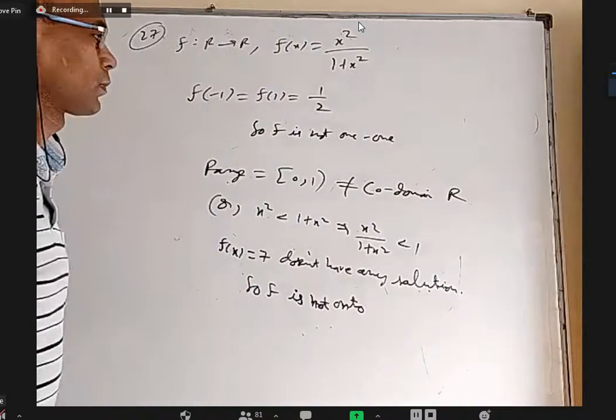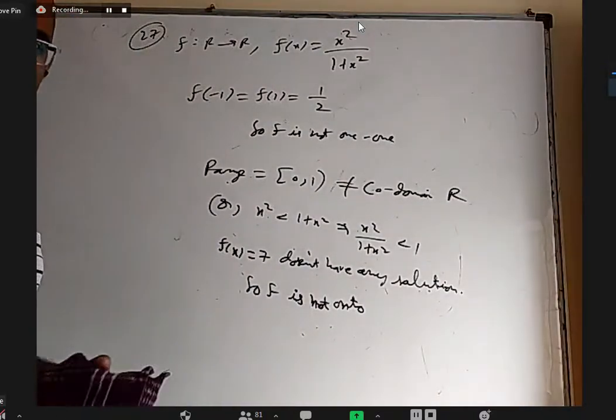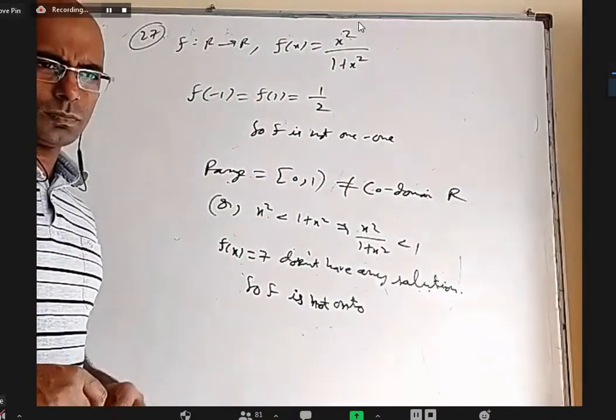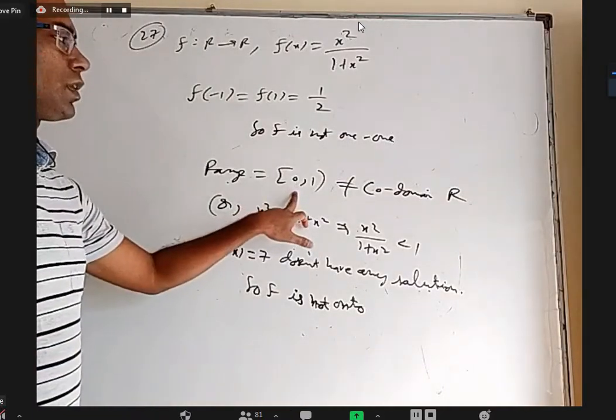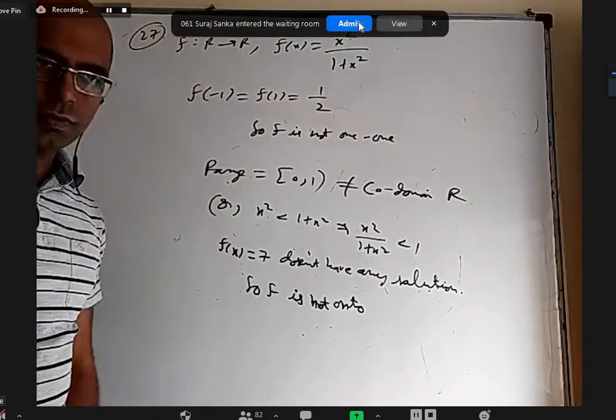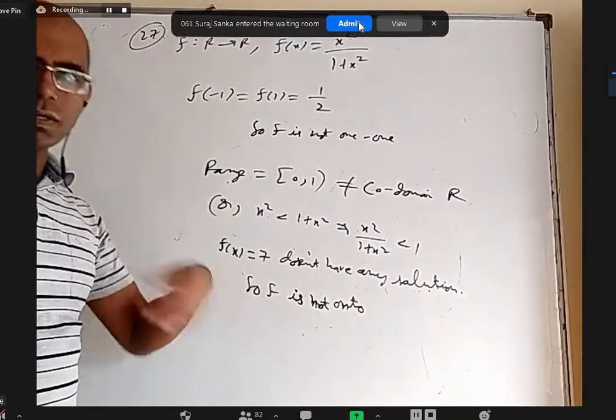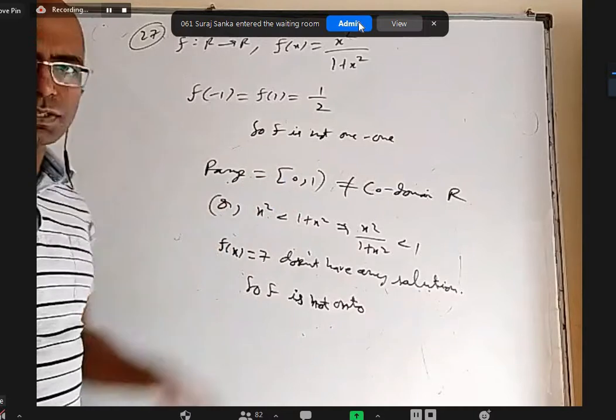I'm going to erase. Yes, any doubt? Sir, that range is not equal to codomain. Range is 0 to 1, whereas codomain is all real numbers, so they're not equal. Yes, range is 0 to 1. In the range questions, we've done this in the class.